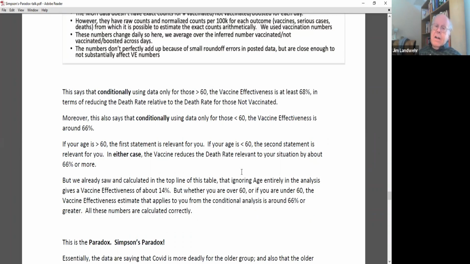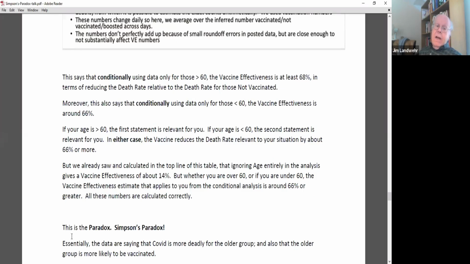But we already saw a couple pages ago, from the top line of the table, that if we ignore age and just use all the data, the same deaths, the same population, we found a vaccine effectiveness of about 14%. So whether you are over 60 or under 60, the vaccine effectiveness that applies to you from the conditional analysis is around 66%. But if you just ignore age entirely, you would say that the vaccine effectiveness for everybody is 14%. Well, this is the paradox.